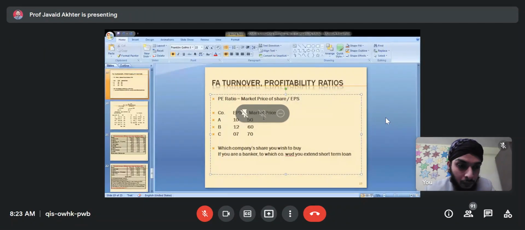No. If you calculate the price earning ratio, what will be the price earning ratio of these companies? Suppose five for A. How about B? Five. Yes, sir, five. How about C? Ten. Hmm, ten. Is a higher PE ratio desirable or lower? Lower. So lower PE ratio.